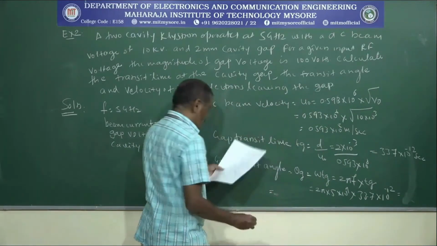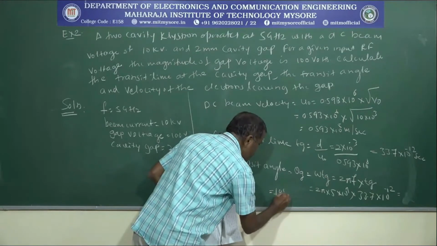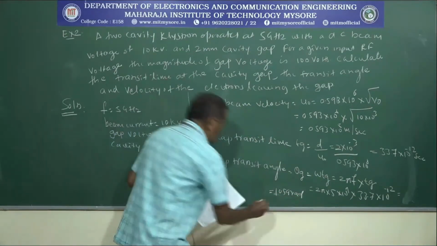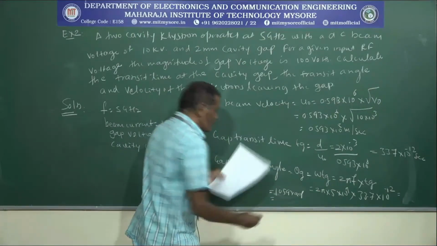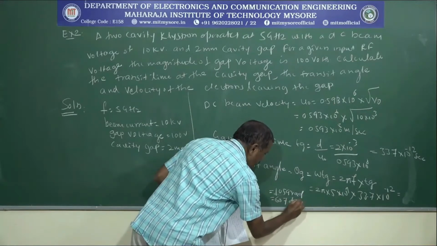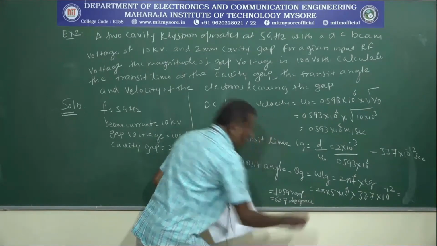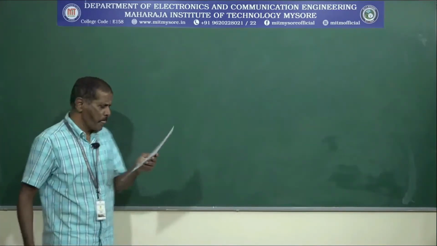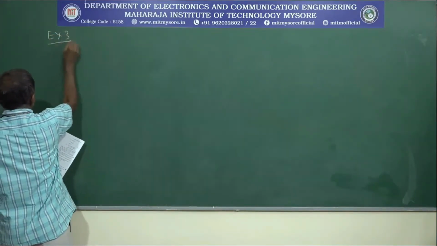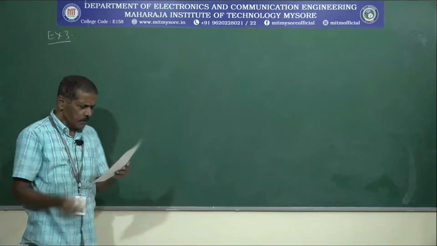So this value is equal to 1.059 radians, and you can also specify it in terms of degrees. So this is equal to 60.7 degrees. Take one more problem, that is example 3.